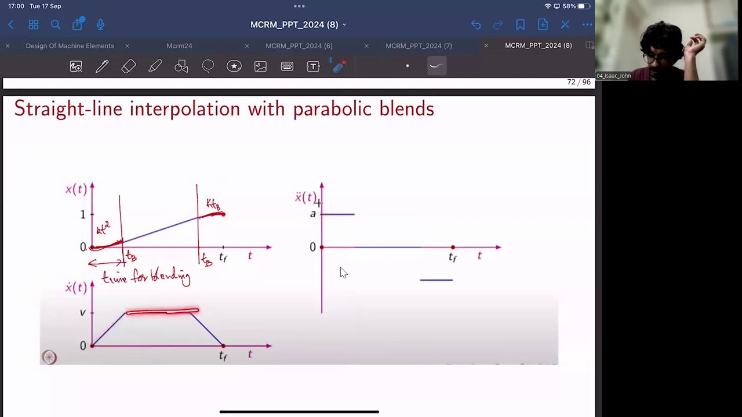This is constant velocity, so you will get 0 acceleration. And this is linearly decreasing velocity, so you will get a constant negative acceleration. So your acceleration profile would look something like this.